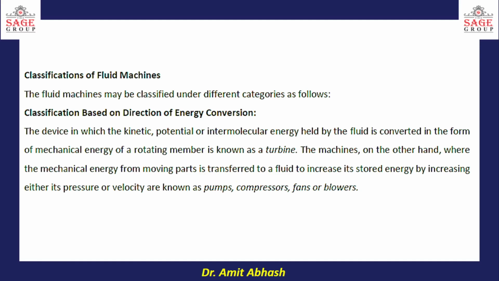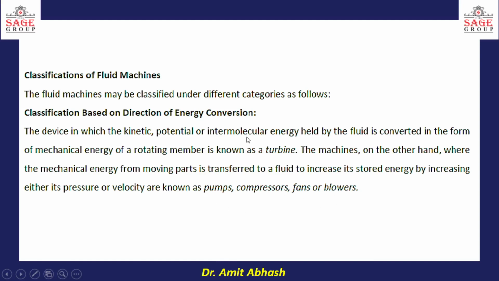The device in which kinetic, potential and intermolecular energy held by the fluid is converted into mechanical energy of a rotating member is known as a turbine. For example, by using a fluid column we rotate a shaft; that is known as a turbine. And the machine, on the other hand, is different: the mechanical energy from the moving part is transferred to a fluid to increase its stored energy by increasing either its pressure or its velocity. That is a pump, compressor, fan or blower.